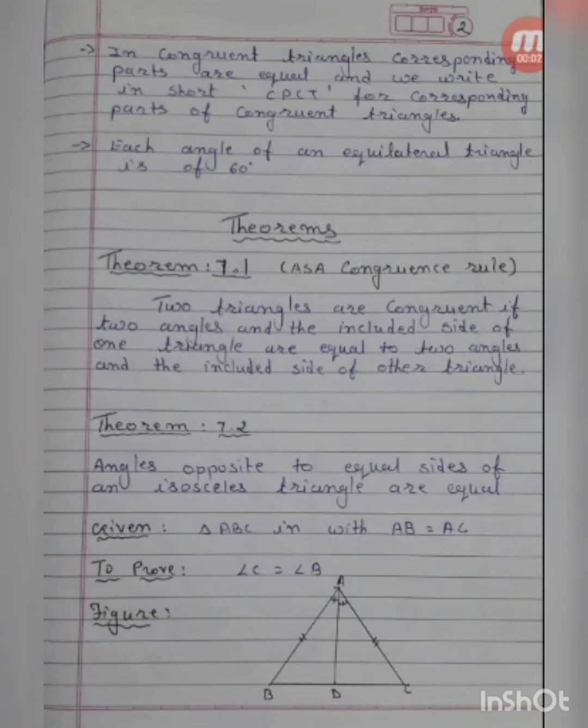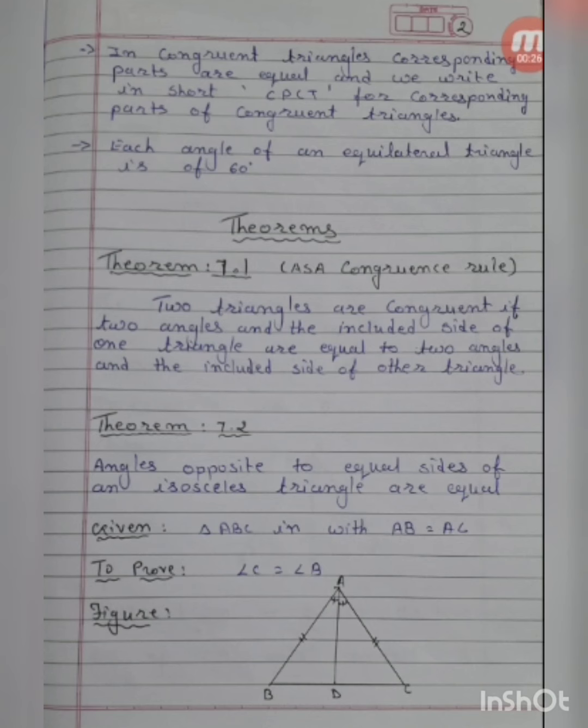Now next, in congruent triangles, corresponding parts are equal, and we write in short CPCT for corresponding parts of congruent triangles. Here you have to write this many times in the solutions of sums. You have to write CPCT. The meaning of CPCT is corresponding parts of congruent triangles.